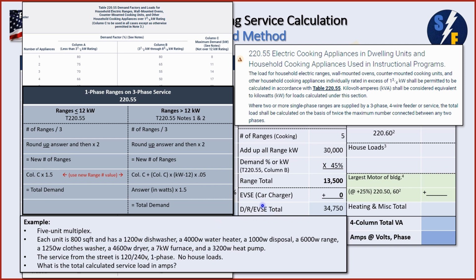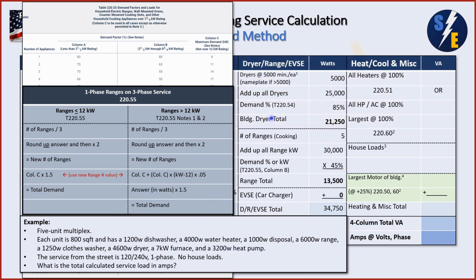The next thing is the EVSE, the car charger. We don't have one in this calculation, but if we had one, we would just take it at 100% and put it right there. So if each unit had an EVSE, we would take that times 5 and put our value here. All right, so once we have those values, we have the dryer total, the range total, and the EVSE total. We add up these bold numbers here and we come up with 34,750 VA for our dryer, range, and EVSE total.